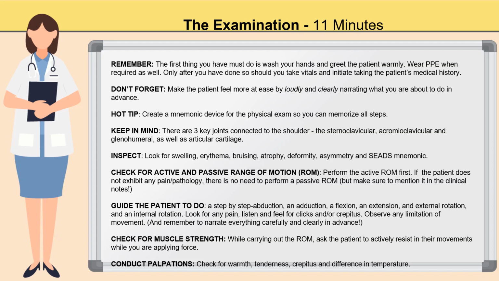Then use the abbreviation. So first you need to inspect, and don't forget to narrate everything you are about to do and what you are doing. So inspect for swelling, erythema, bruising, atrophy, deformity, asymmetry, and use the SIDS mnemonic. Check for active and passive range of motion. Perform the active range of motion first. If there is no pain, you can comment on passive range of motion, there is no need for it. But if there is pain, you need to perform passive range of motion.